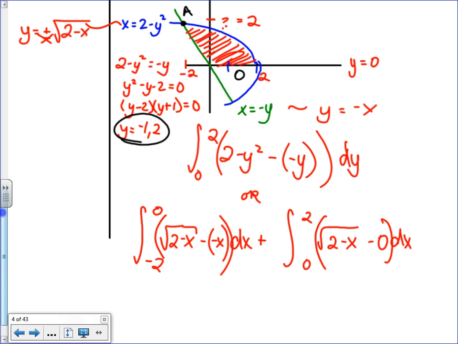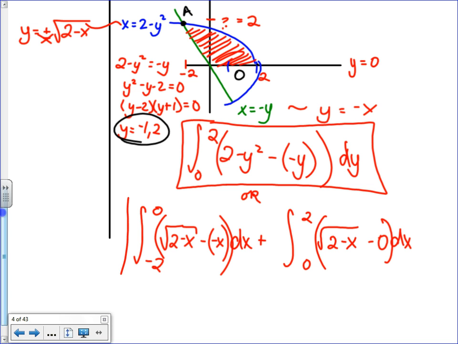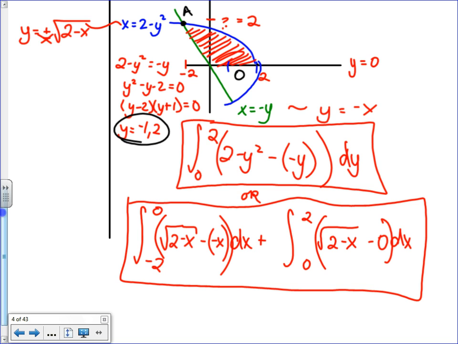In your calculator, do you have to worry about putting in y's if you don't want to? Your calculator is just solving the integral, so it doesn't matter whether they're x's or y's. Just solve them. Both would solve the same way.